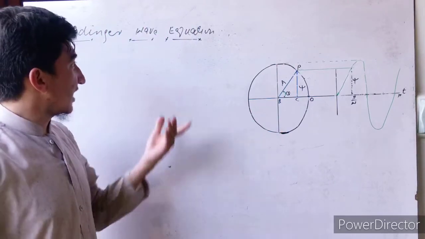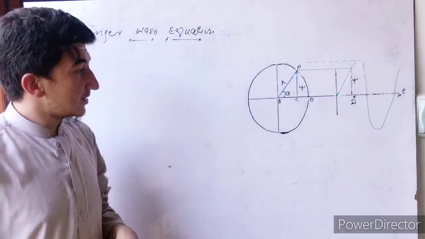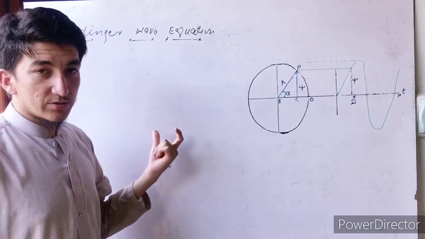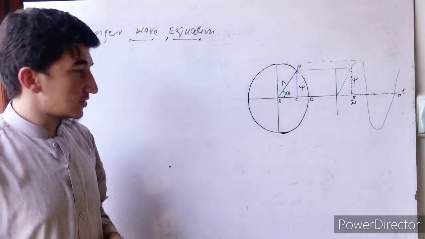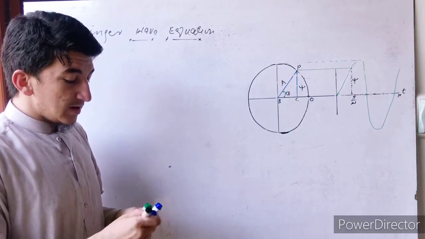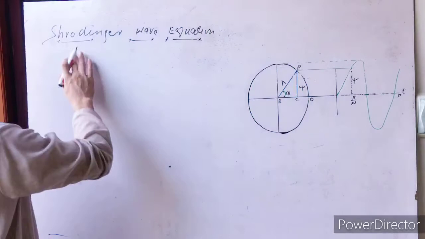In this class we will talk about the Schrodinger equation. This is a very important topic. In this lecture we will discuss the introduction and the derivation of the Schrodinger time independent wave equation. Let's first of all talk about Schrodinger.